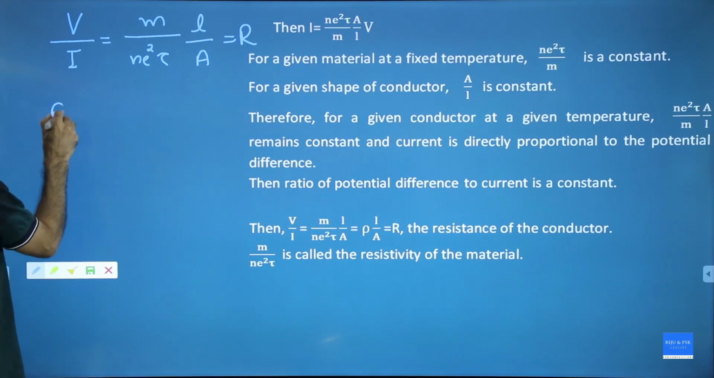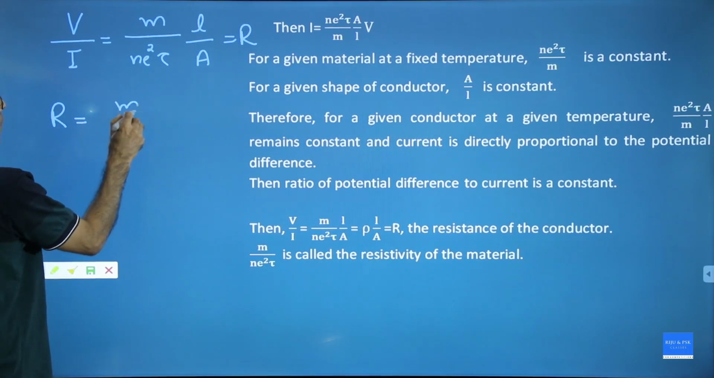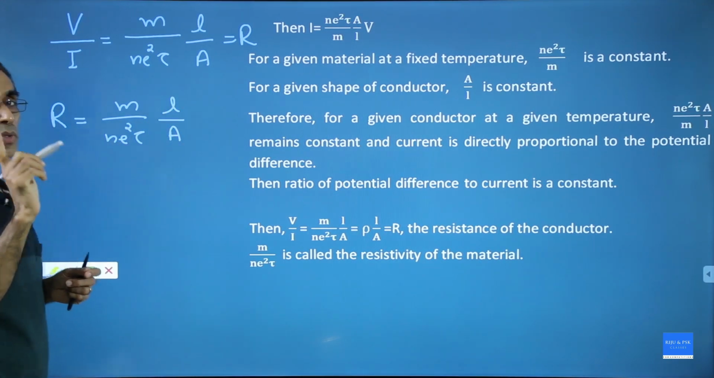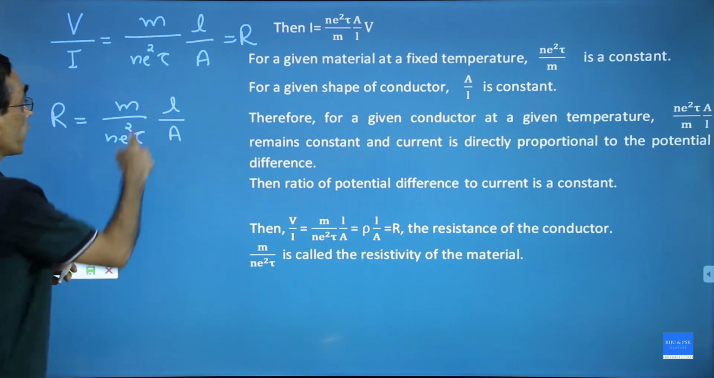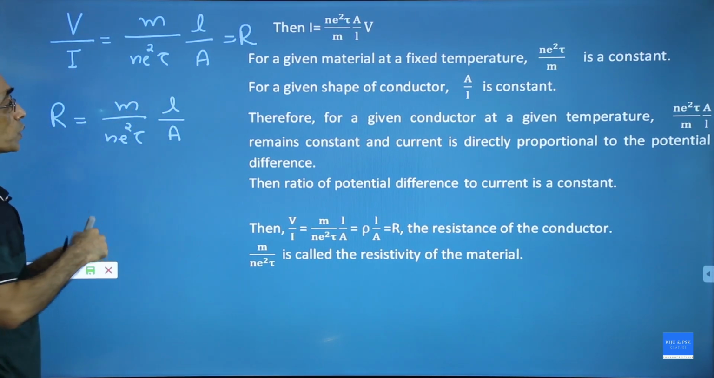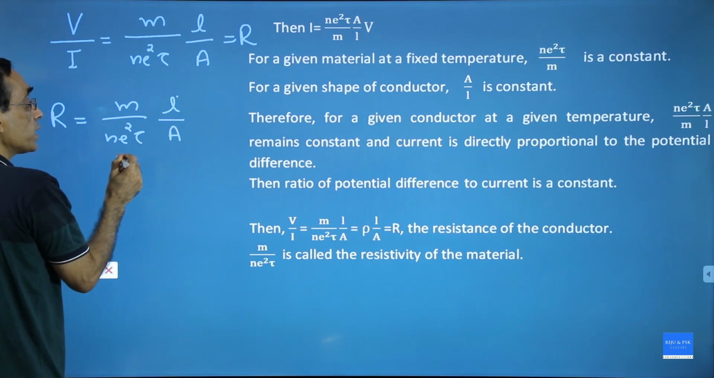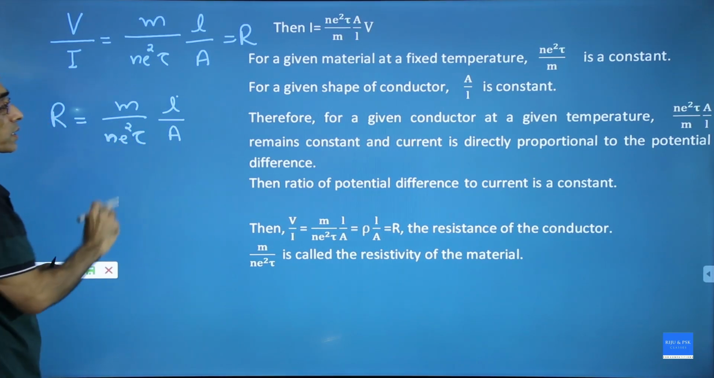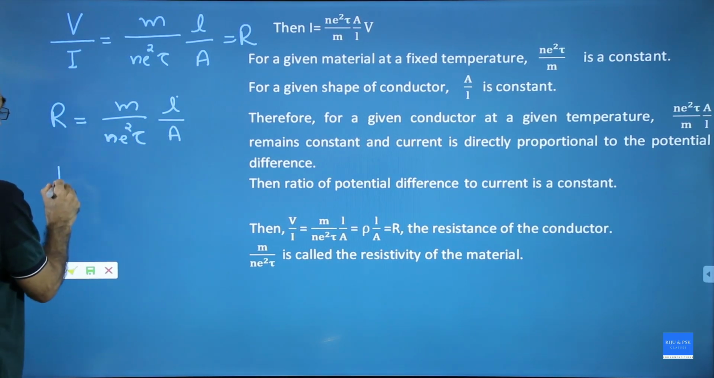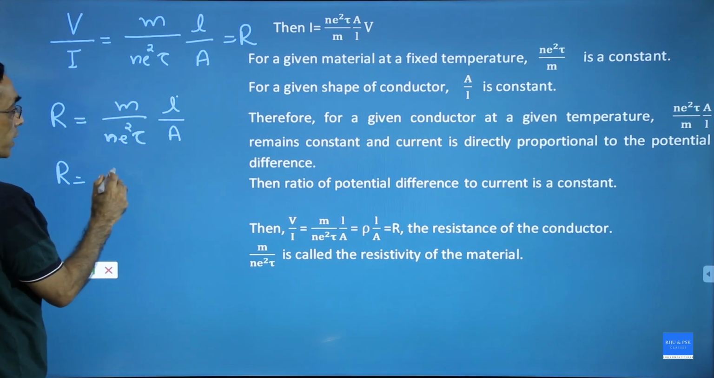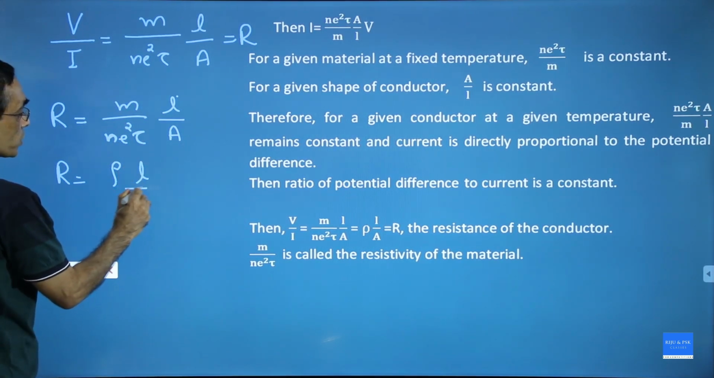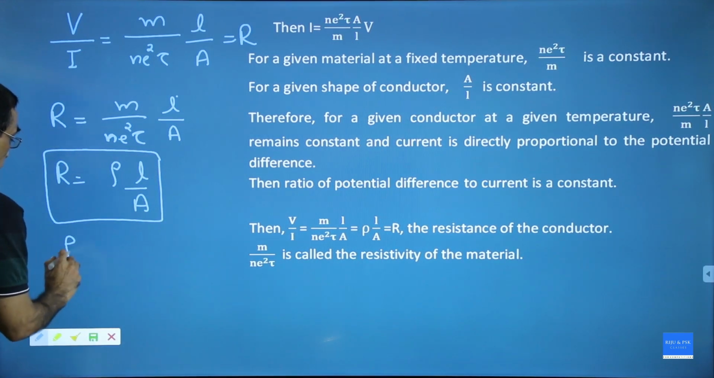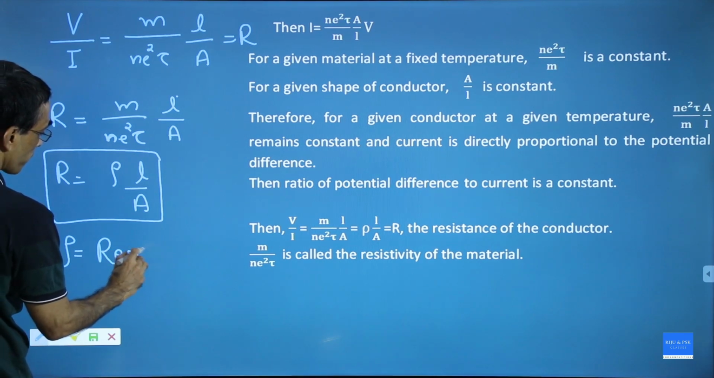So, from this derivation I am getting an equation for resistance as m by n e square tau into L by A. You remember, you studied this, resistance of a conductor depends on length, area, material and temperature. Length is here, area is here, material and temperature mean number density depends on the material, temperature, relaxation time. Fine. So, this term m by n e square tau is called rho, then we write the equation as R equal to rho into L by A, where this rho is called the resistivity of the material.